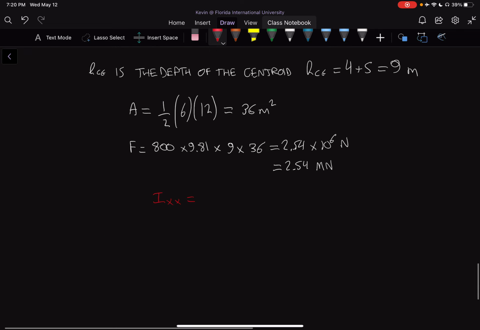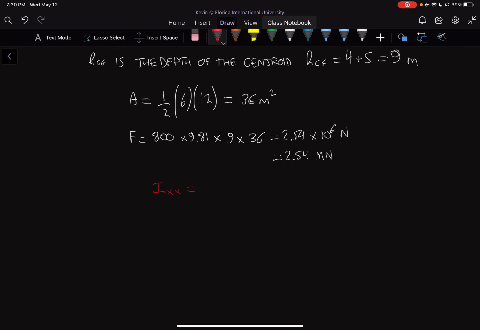Okay, and the base times the length is going to be 6. Sorry, let me change colors. 6 times 12 cubed divided by 36. And so that would be equal to 288 meters to the 4th power. Okay, so this is a moment of inertia, so it's meters to the 4th power.